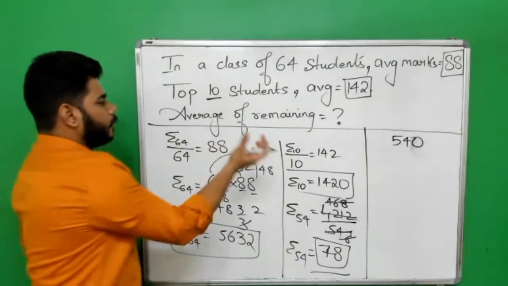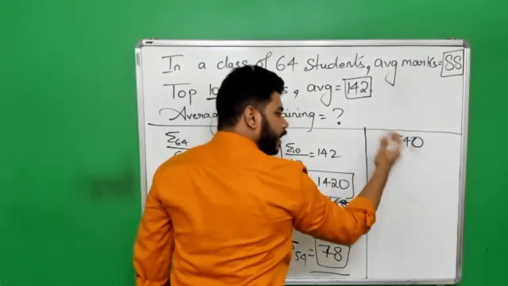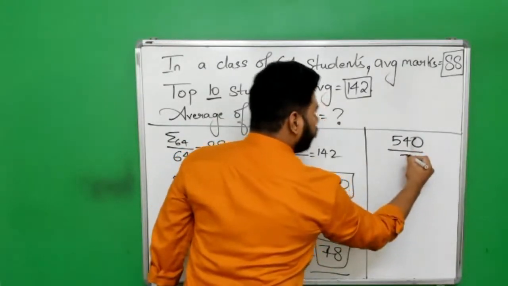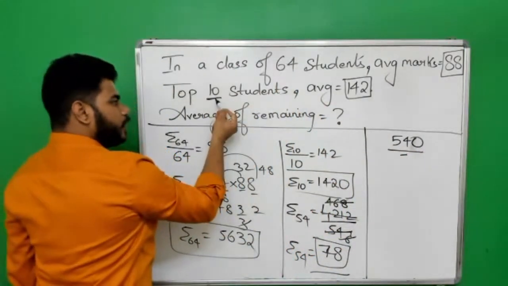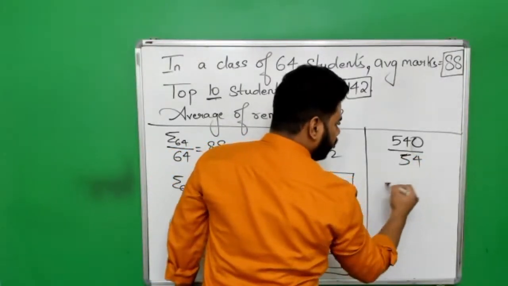Sir, if you remove them, what are you doing? Find the average of the remaining, which means you're removing these 10 people, and when I remove these 10 people, I'm losing 540. On the remaining, how many students, sir? Out of 64, if you remove 10, the remaining is what, sir? 54. Which means I am losing how many marks, sir?